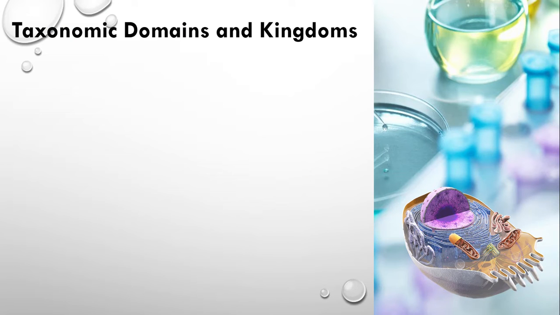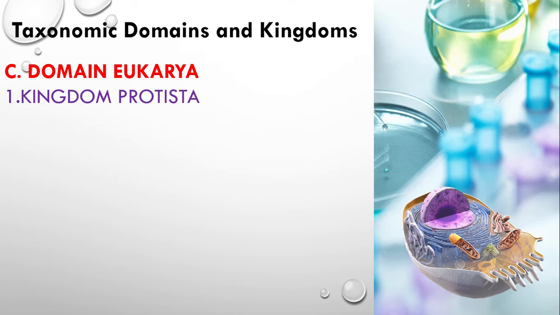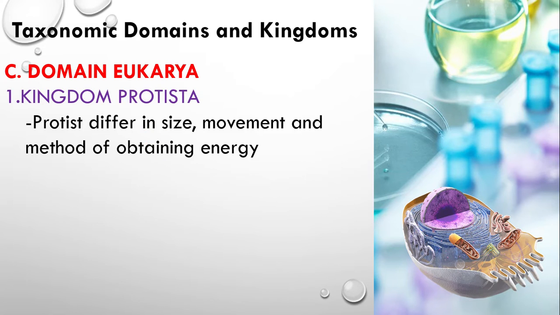The next domain, or the third domain, is the domain Eukarya. There are four kingdoms under domain Eukarya. We have Kingdom Protista. So this includes protists, which differ in size, movement, and method of obtaining energy. There are photosynthetic protists and also heterotrophic protists.